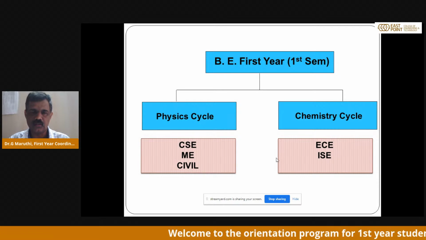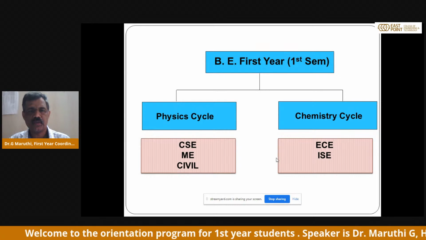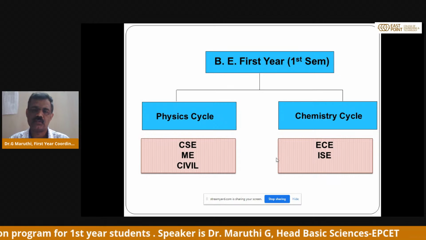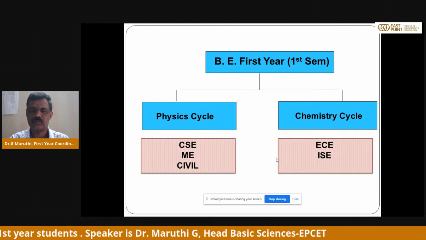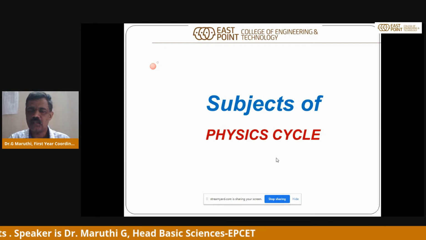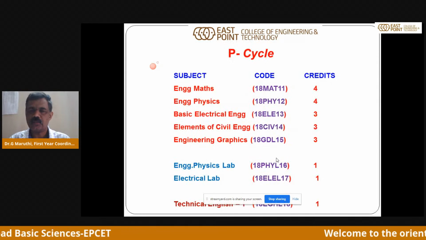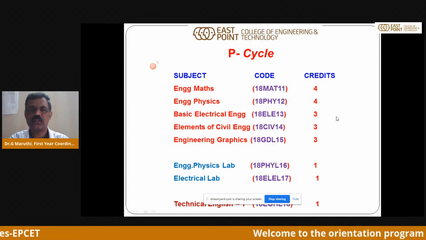So in the first semester, those students who are studying the P cycle subjects will go to the C cycle in the second semester and vice versa. It means you will be swapping the subjects. What are the subjects that you are going to study in the P cycle? There are 8 subjects. You can see it on the screen.